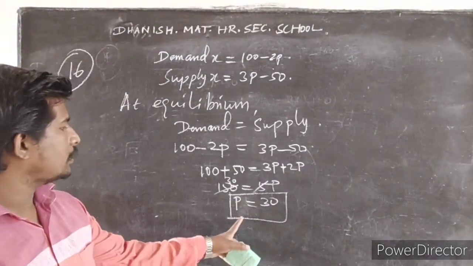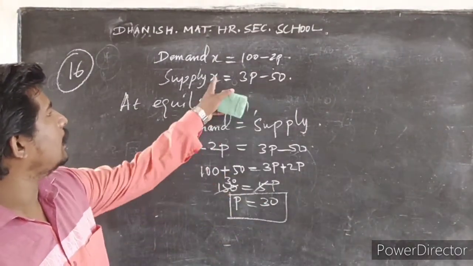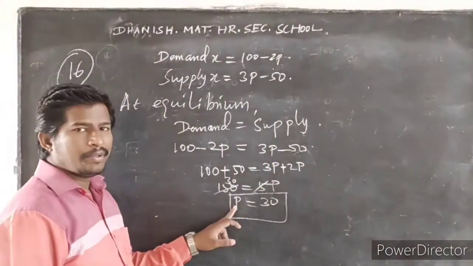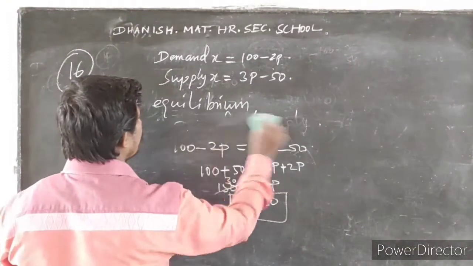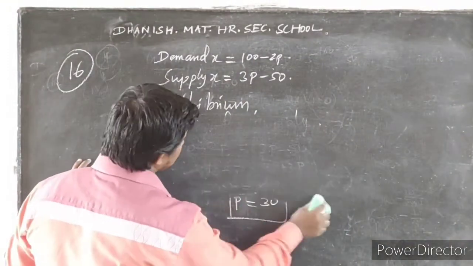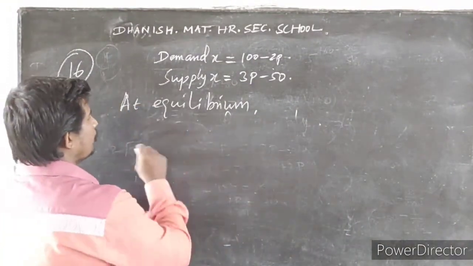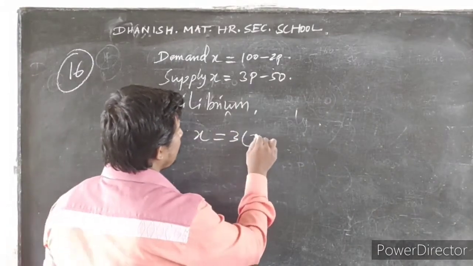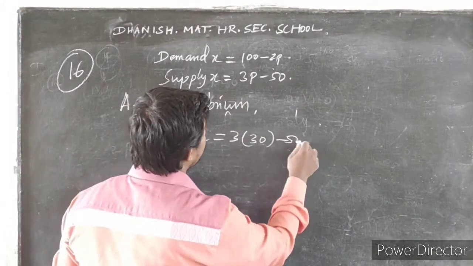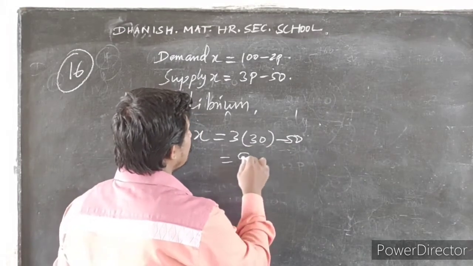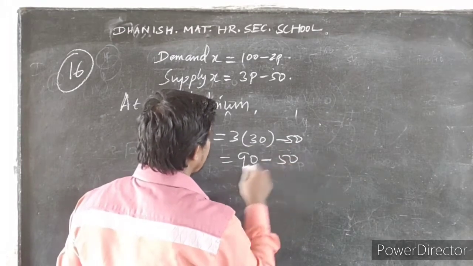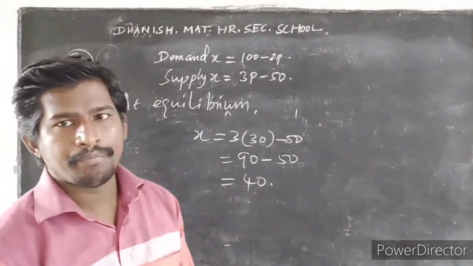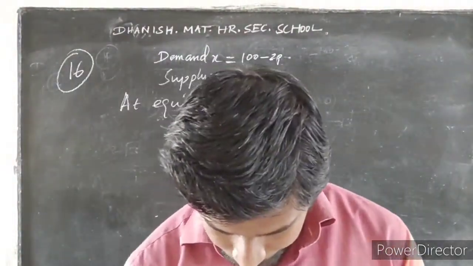Now I am going to substitute p as 30 in the supply. Here our equilibrium price is 30. So x equal to 3 into 30 minus 50. So this is equal to 90 minus 50. So this is 40. Our equilibrium quantity is 40.